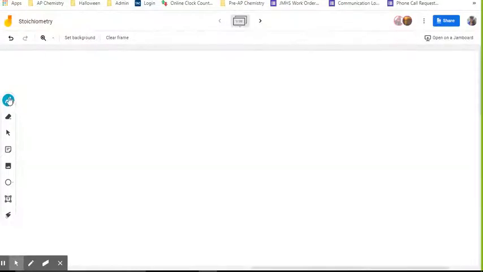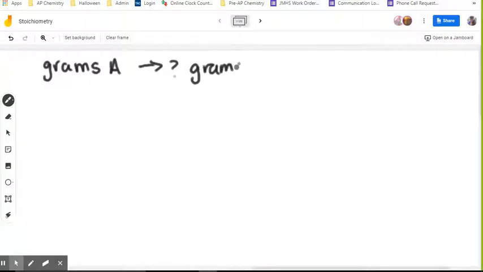All right, so what we're going to fill out right here is we're going to be using the theoretical grams of A, and I want to know what is grams of B. Okay, so I put a little question mark there. So grams of A to grams of B is what we're doing. And just so you know, it matches up with the first question on your little exit ticket today.